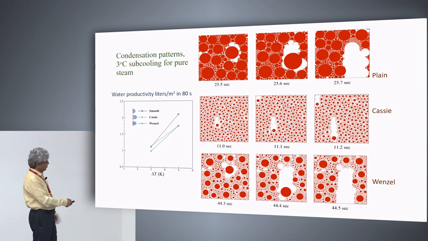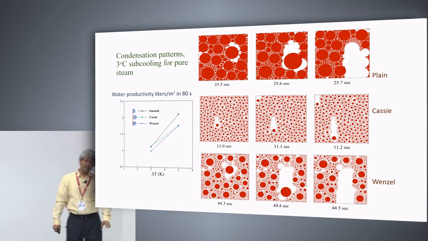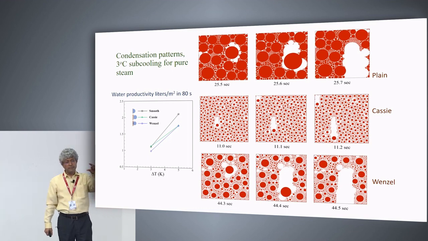But actually what we want is Cassie-Baxter to outperform the smooth surface. So we have to try out other surfaces, and we have to make the pillar height smaller so the conduction resistance goes down. But that will require us to make the pitch very, very small. That is the hardest step in manufacturing.